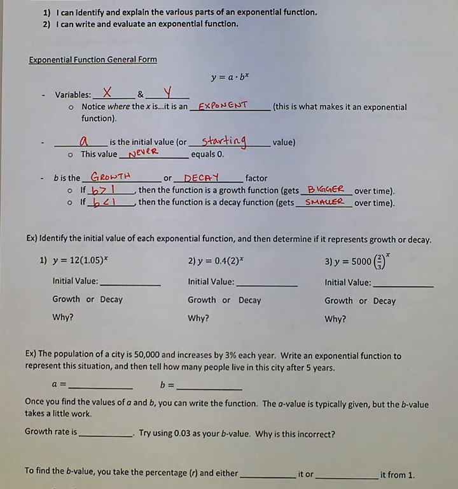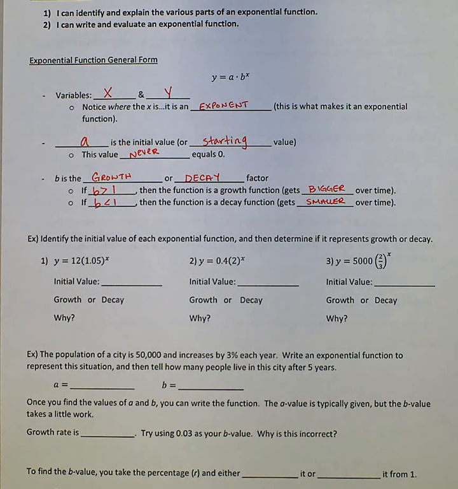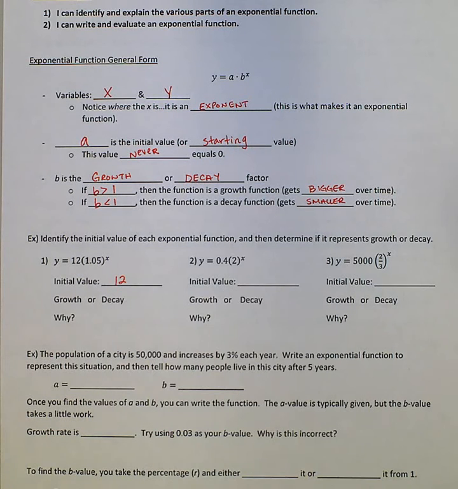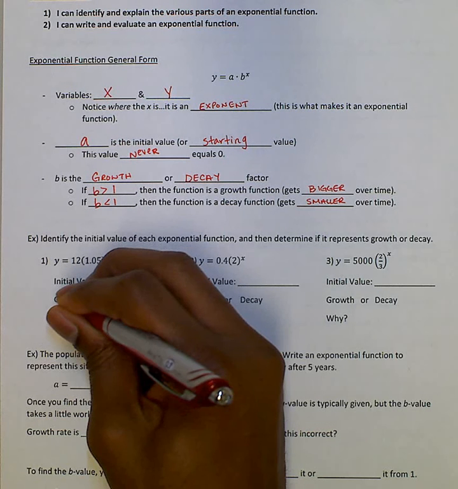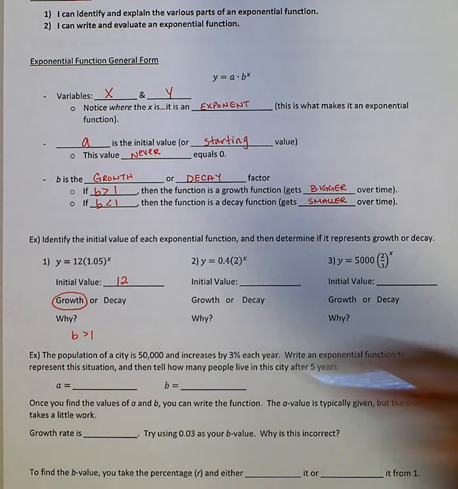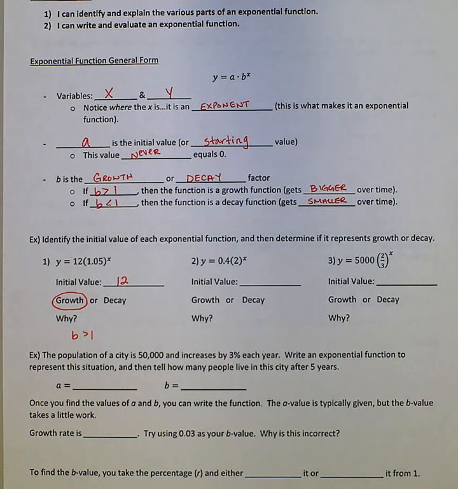All right, so here we go. Let's look at identifying these various parts of the exponential function. Here we have y equals 12 times 1.05 to the x. Initial value, 12. Is this a growth or decay function? It is a growth function. The answer is that b is greater than 1. b is 1.05, so it's growth.